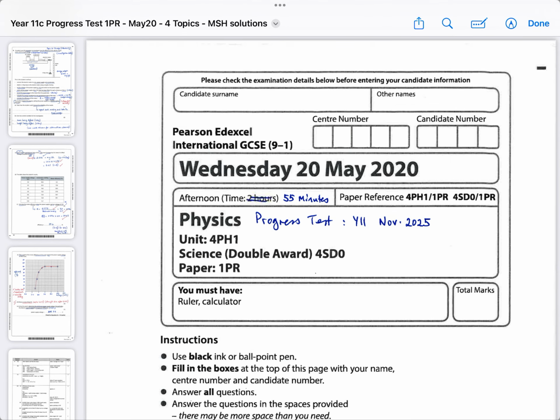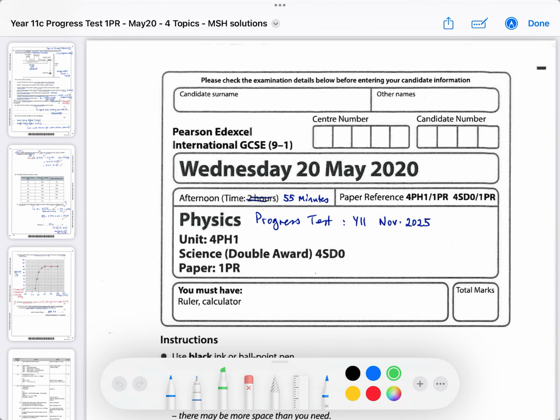Okay, welcome back to part 2 of this run-through of the progress test I was using for my students as a prelude to the mocks coming up in January. We just finished electromagnetism, so I'm going through 4 topics.